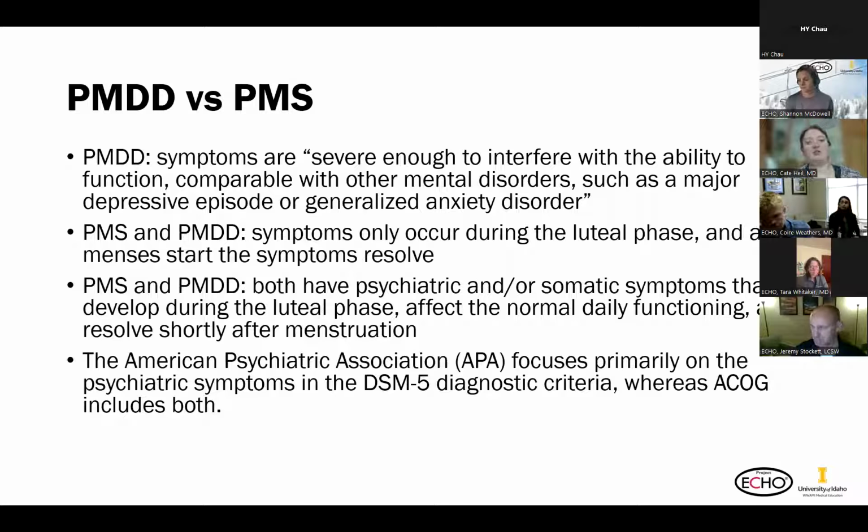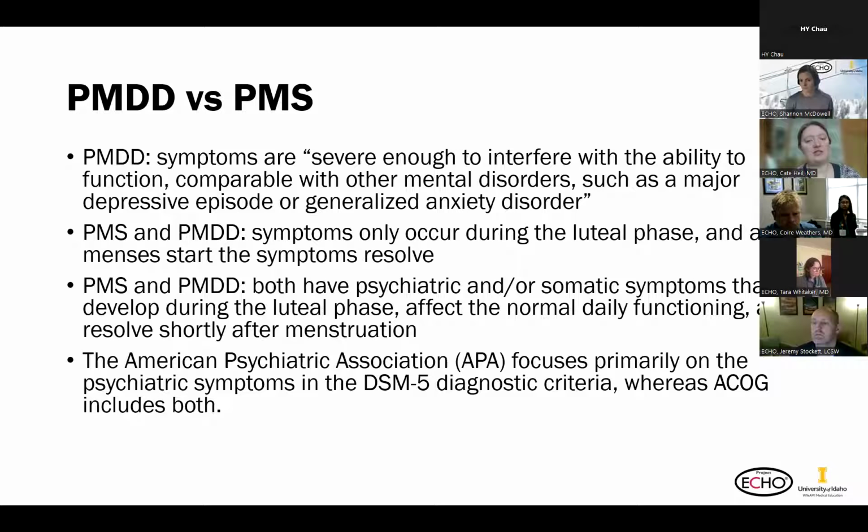All right, so PMDD versus PMS. One definition of PMDD would be that symptoms are severe enough to interfere with the ability to function, comparable with other mental disorders such as a major depressive episode or generalized anxiety disorder. Some similarities between the two are that symptoms only occur during the luteal phase, and then after menses, the symptoms resolve or get better, and then start back again during the luteal phase of the menstrual cycle. Both PMS and PMDD have psychiatric and somatic symptoms that can develop during the luteal phase, affect daily function, and then again resolve shortly after menstruation.